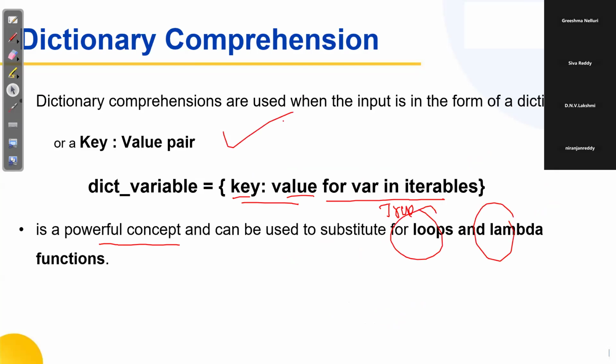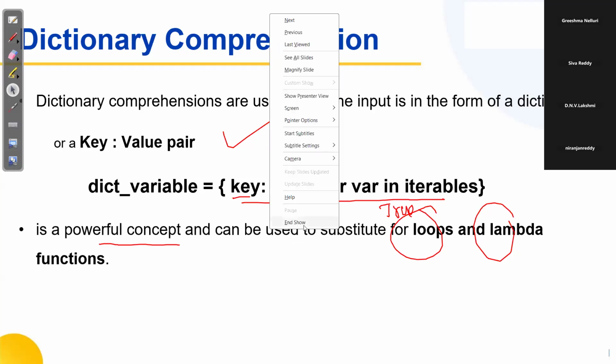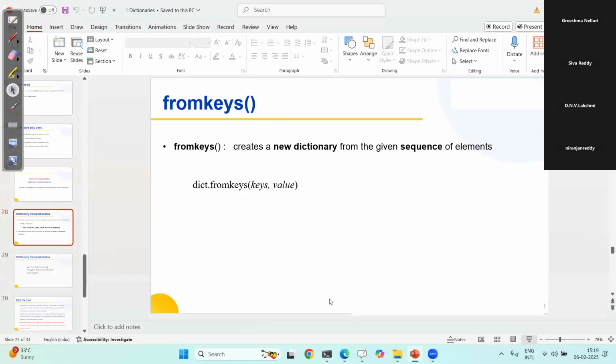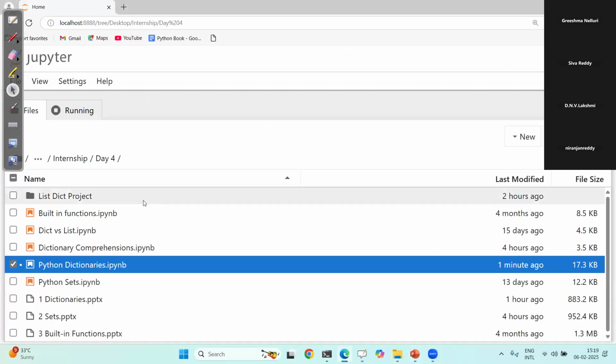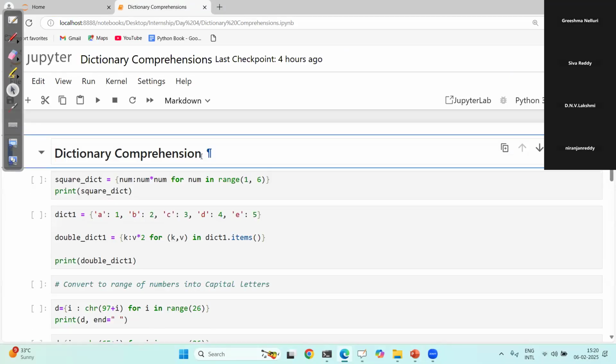So, with your permission, can I take a small example on dictionary comprehension? Yeah, please just give me 1 minute. I'll go for examples of dictionary comprehensions. Everyone listen carefully. I'll go very slow.